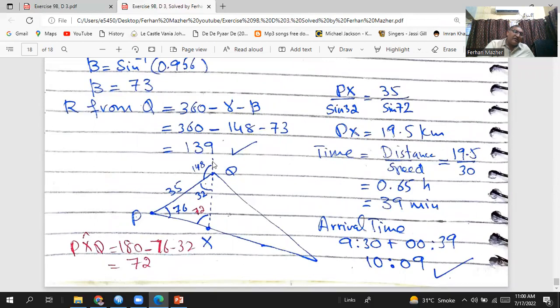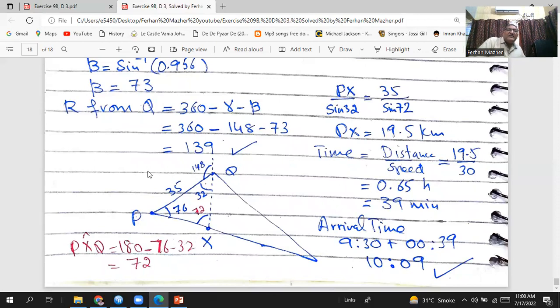This will be a straight line because this is north, this is south. So 180 minus 148 should be 32. This angle is 76, we already know that. So I can find this angle, that will be 72. I want to know this PX. He used the letter S, but I use the letter X here. No problem. So I want to know this PS, or you can say PX.